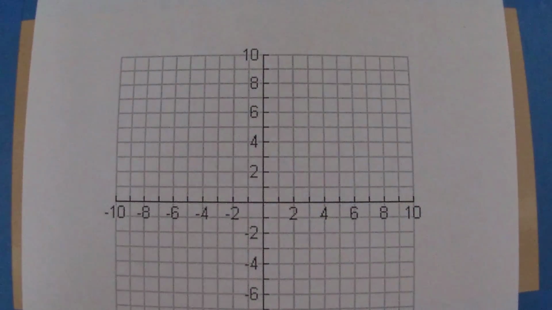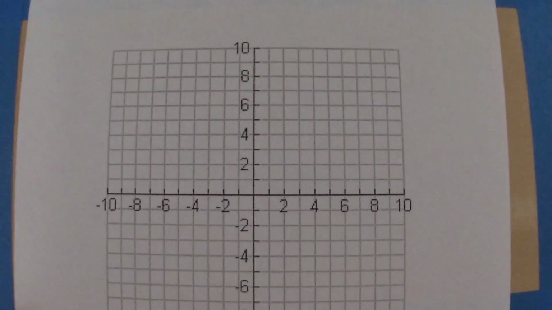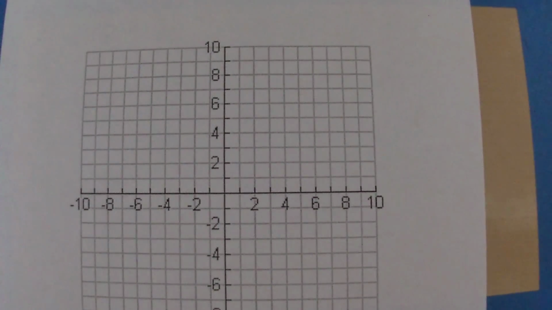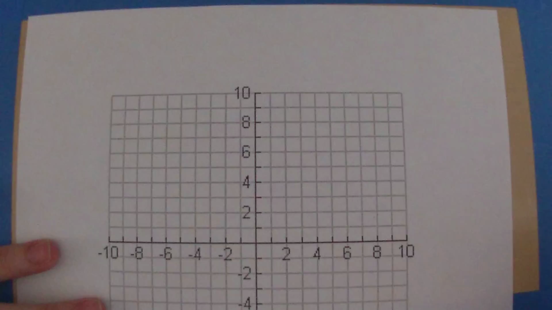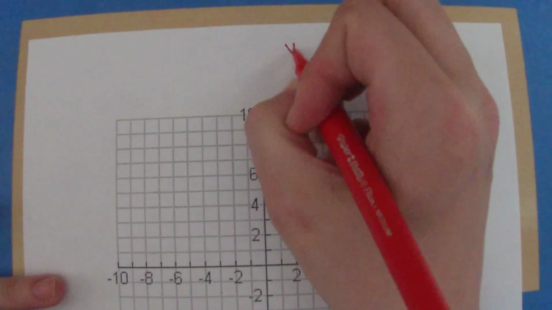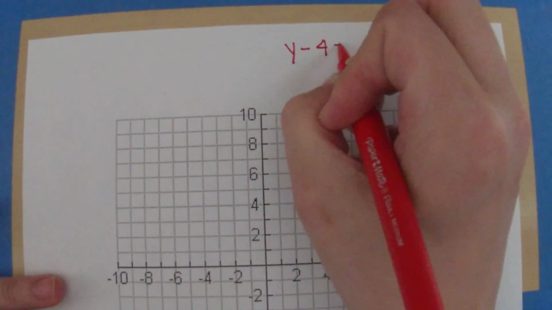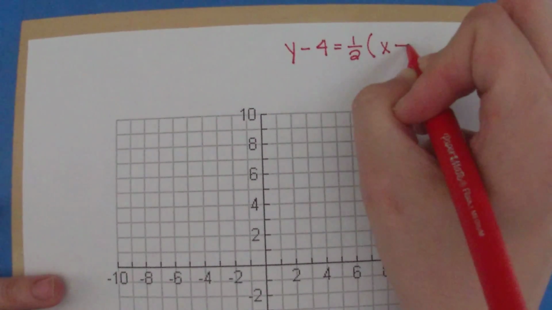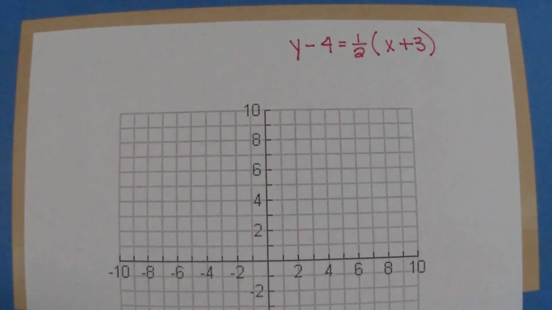Okay, now, graphing in point slope form is exactly the same way that we graph in slope intercept form. So we were practicing graphing in slope intercept form. We don't need any new skills at this point, as long as we can identify that important information. So let's say we were asked to graph y minus 4 equals 1/2 times x plus 3.